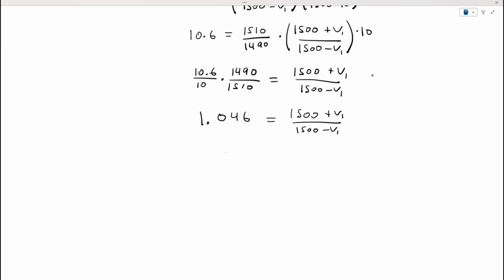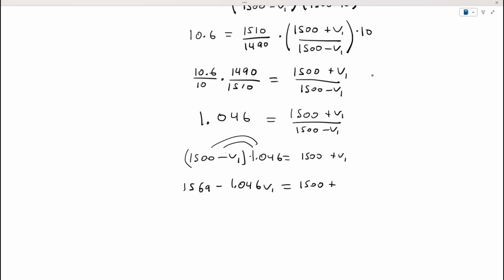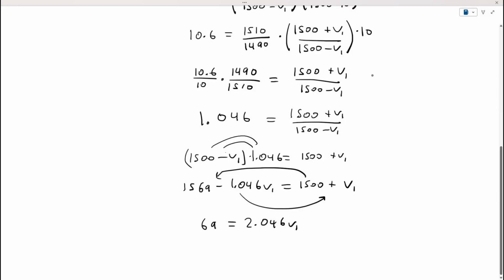Okay, now the key step is to multiply both sides by the denominator here to cancel it. And now we get this simple equation which we can easily solve. So we get 1569 minus 1.046 V1 is equal to 1500 plus V1. We can send the 1.046 V1 on the other side and the 1500 here. So we get 69 is equal to 2.046 V1, and we can divide both sides by 2.046 to get V1. And we get that V1 is approximately 33.7 meters per second. So that's it for the first problem.